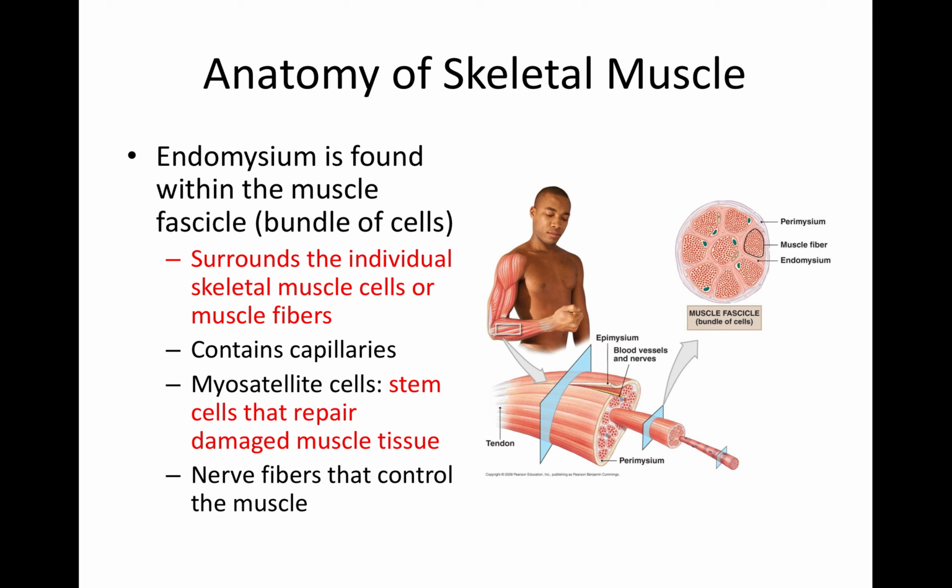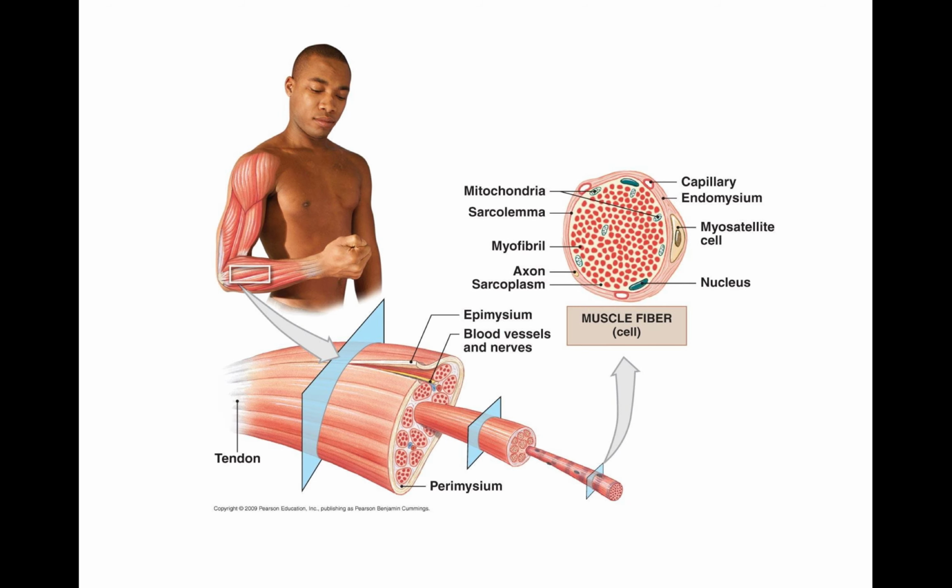But an important thing to note on this slide, within the endomysium, we are going to find myosatellite cells, which are sometimes just called satellite cells. And what those cells are, they're the stem cells that are a part of your muscular system that helps repair damaged muscle tissue.